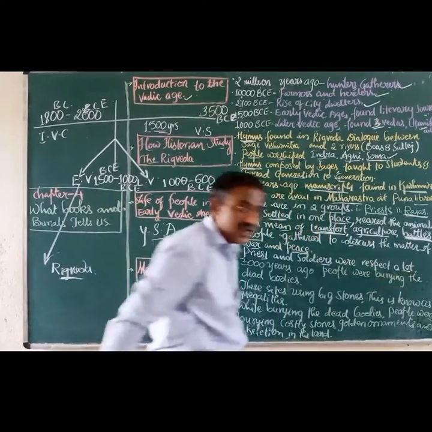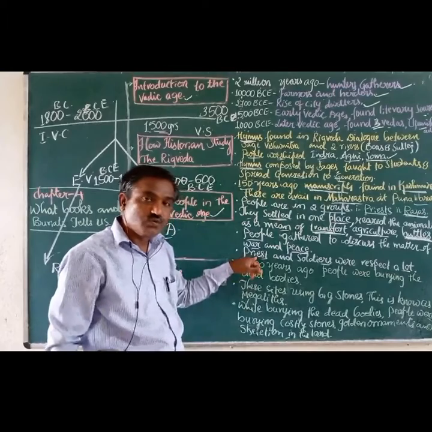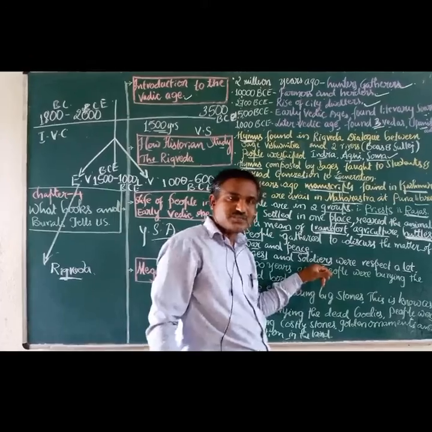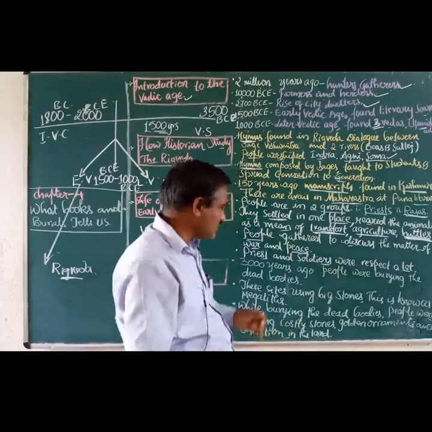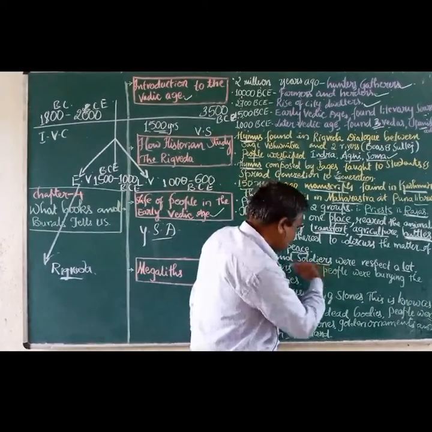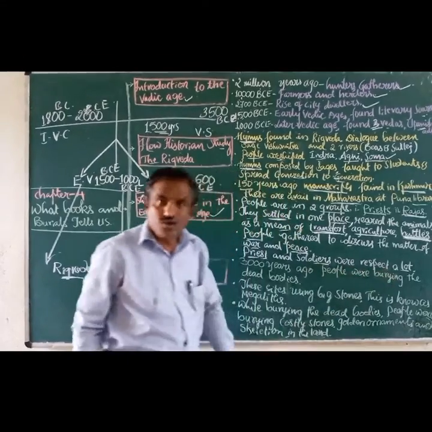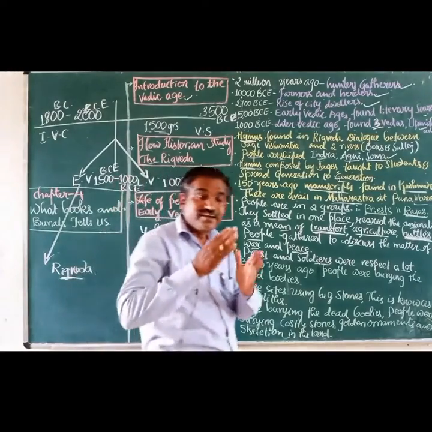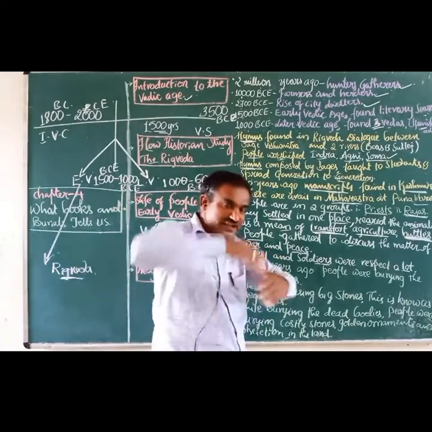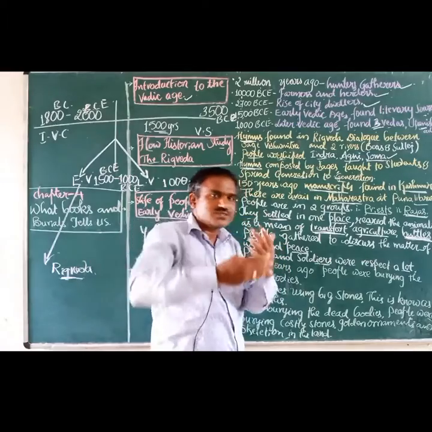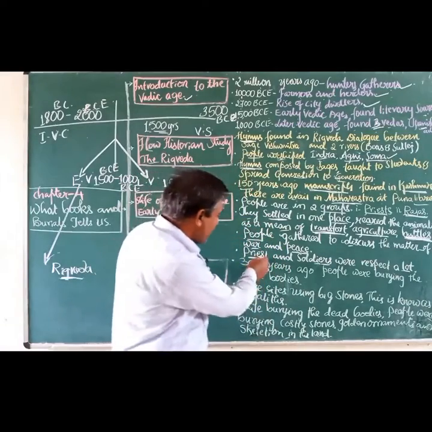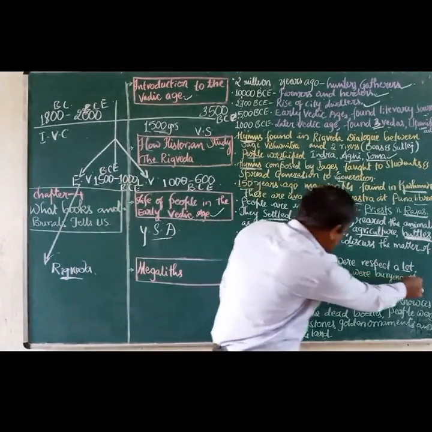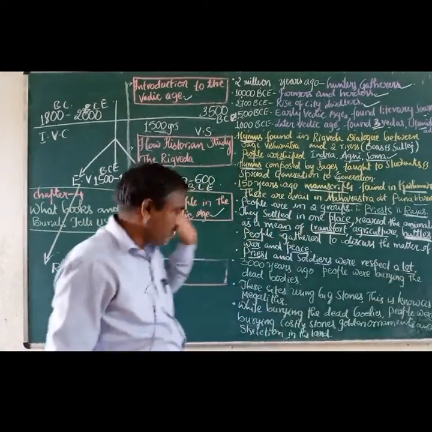They respected a lot, because the priest, a person who is worshipping God, is called a priest, and the soldier who is protecting the nation is called a soldier. The priests and soldiers were respected a lot. Do you know why? Because their job is a very high job. Their profession was very high, and they were higher caste people. That's why these people were respected a lot in the Vedic period.